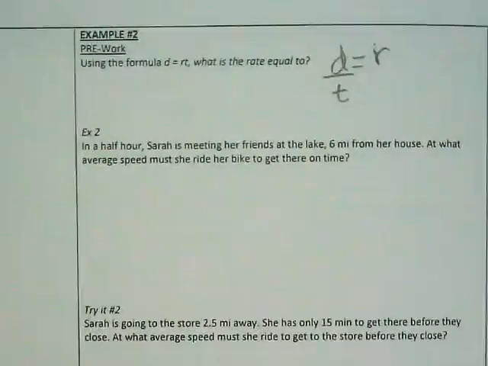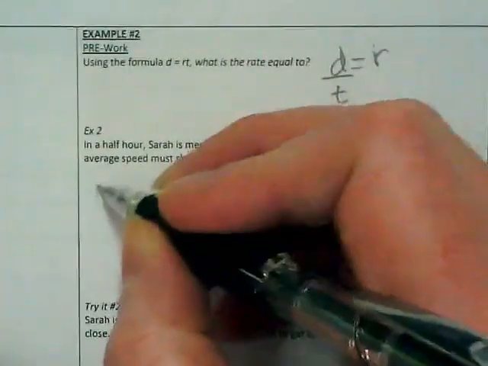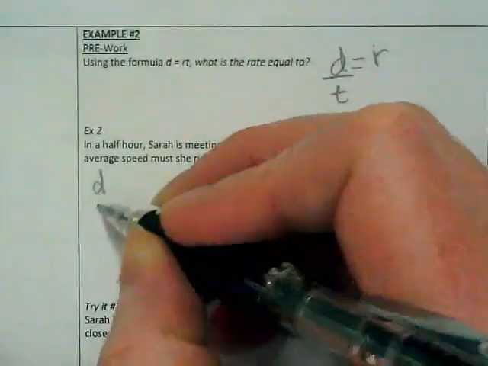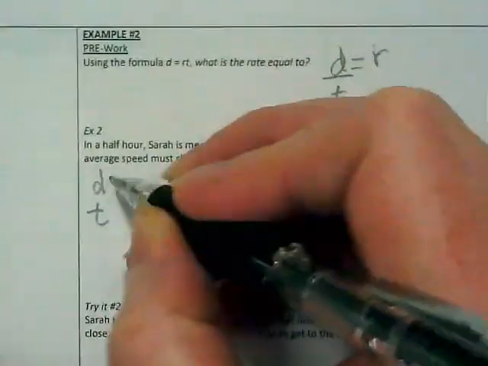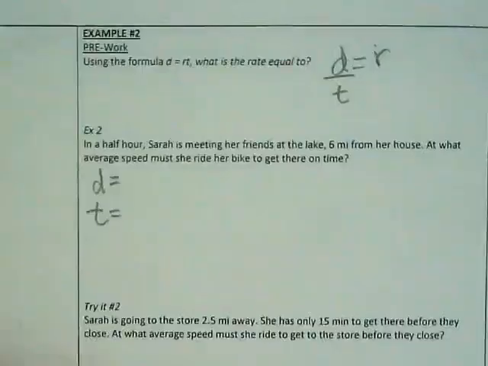In half an hour, Sarah is meeting her friends at the lake, 6 miles from her house. At what average speed must she ride her bike to get there on time? I would like you guys to put over here D and time, because those are the things that we're being given in the problem.